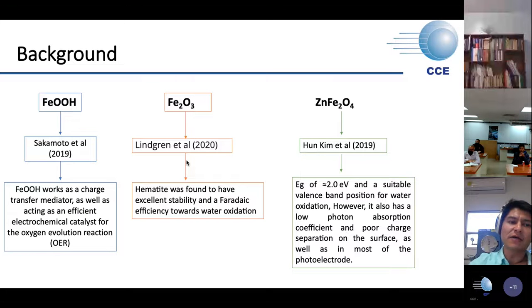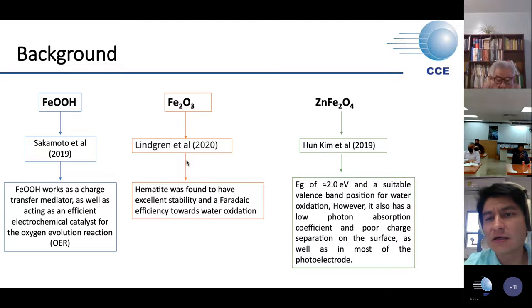Well, in the first case, we have iron oxyhydroxide, which is reported to be a very good electrocatalytic material. This means that we need less potential to reach the oxygen evolution reaction. Hematite is another good material because its band gap is around 2 to 2.3 electron volts, so this material could help us enhance the absorption of light. It has a very good transfer of carriers, and a very good Faradaic efficiency, which means the production of oxygen according to the carriers that are produced.